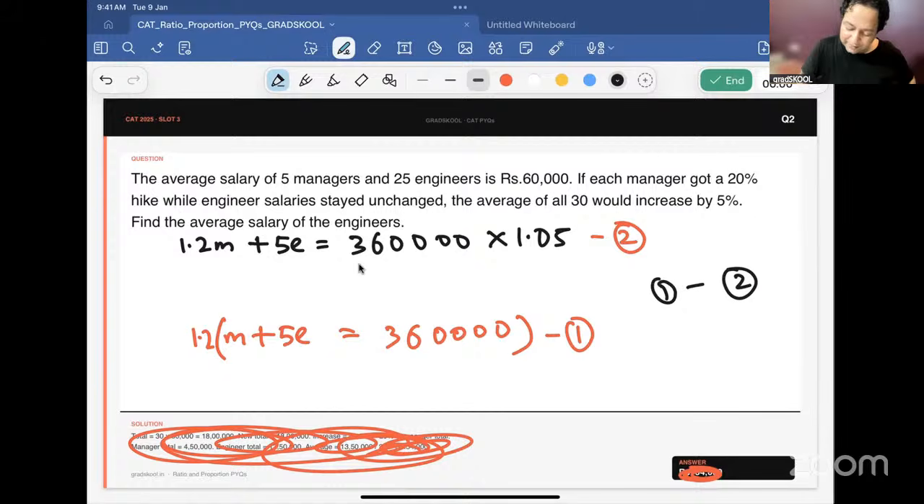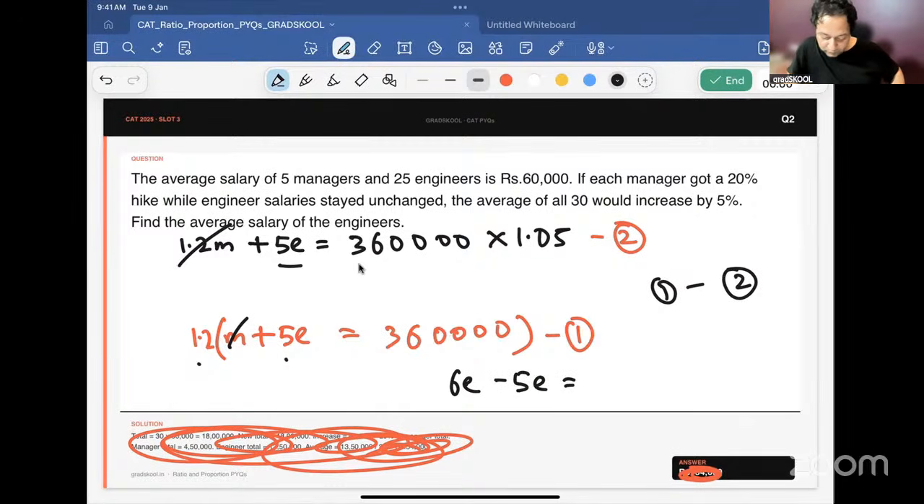If I do that, I can see 1.2 M gets cancelled out. All right. So what is left? This thing gets cancelled out. Do I require to write it? I don't think so. So what do I have? Here I have 1.2 into 5 is 6 times E. Here it's 5E.